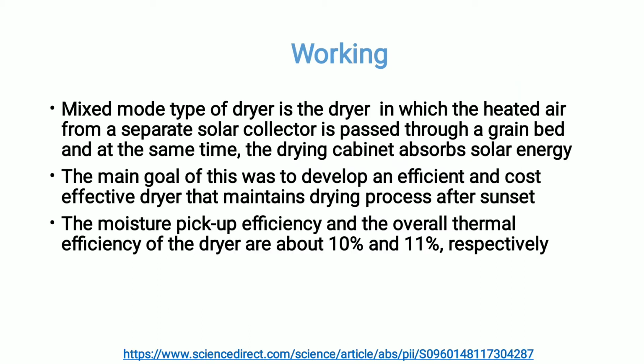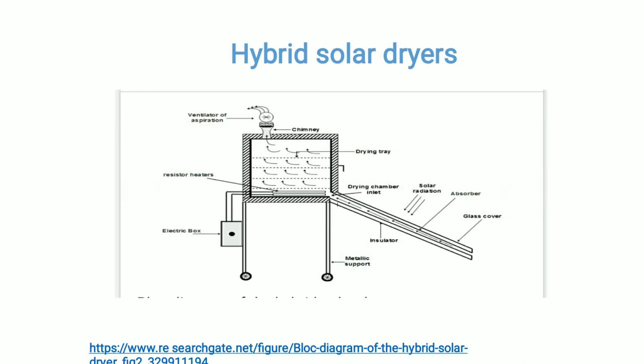Working. Mixed mode type of dryer is the dryer in which the heated air from a separate solar collector is passed through a grain bed, and at the same time the drying cabinet absorbs solar energy. The main goal of this was to develop an efficient and cost effective dryer that maintains the drying process after sunset. The moisture pickup efficiency and the overall thermal efficiency of the dryer are about 10 and 11% respectively.